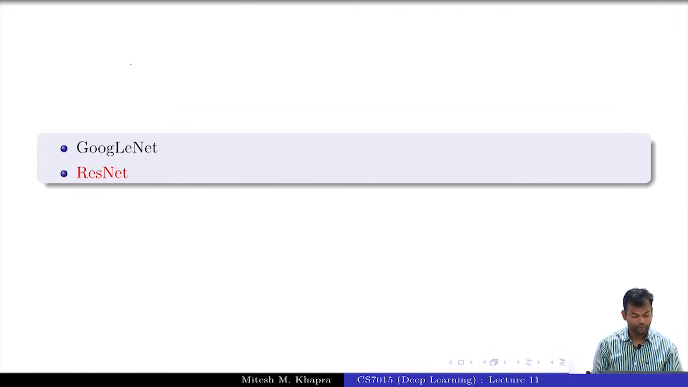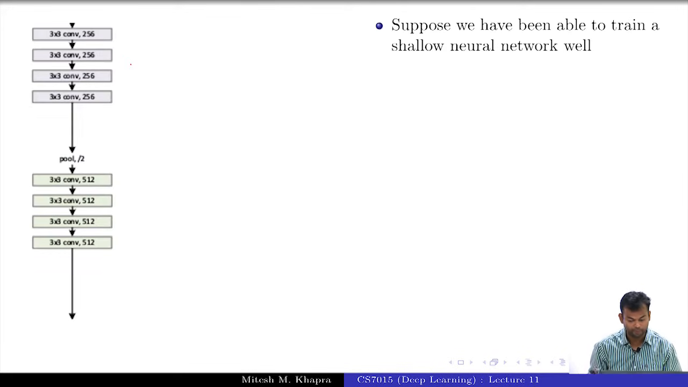Okay. So now we'll go on to the last architecture that we'll discuss for image classification, which is ResNet. So here's the idea behind ResNet, or here's the motivation, right? Now suppose we have been able to train a shallow neural network well. Now again, my definitions of shallow are relative. This is by no means shallow. There are many layers here, right? So you have some 8 layers here.